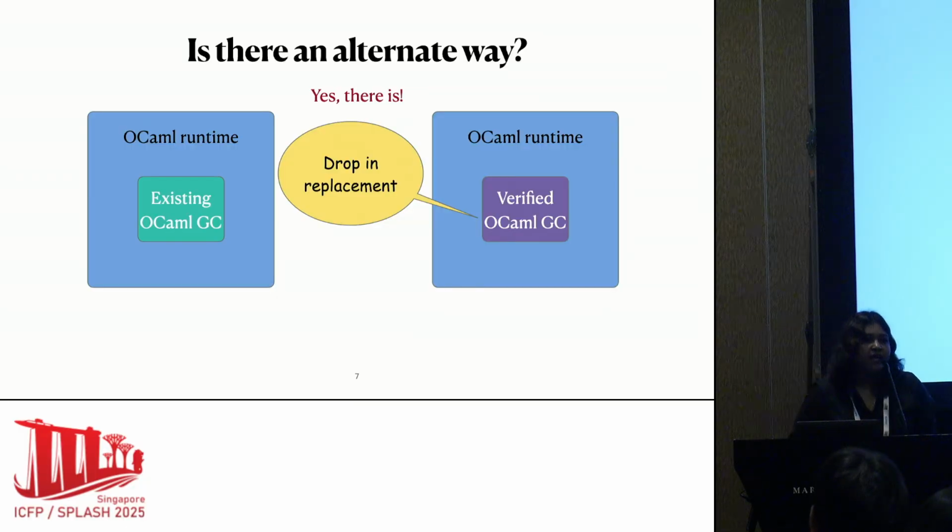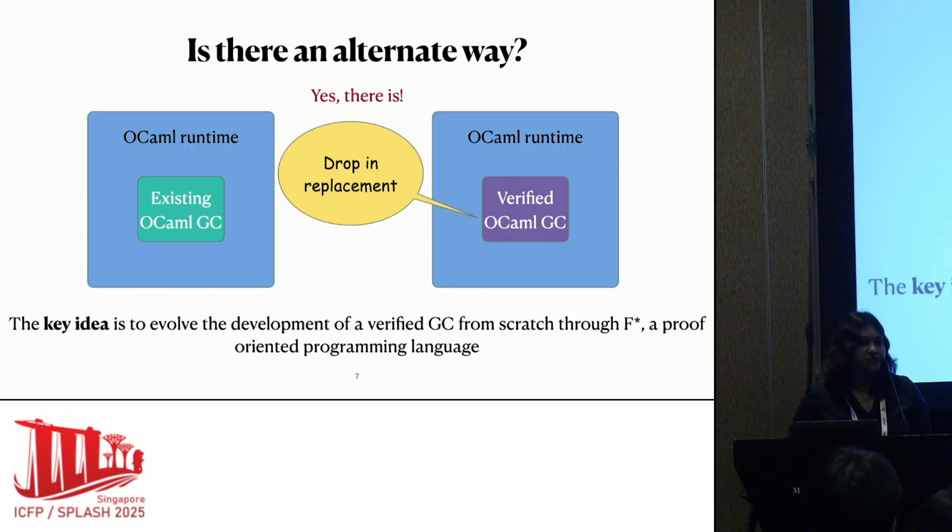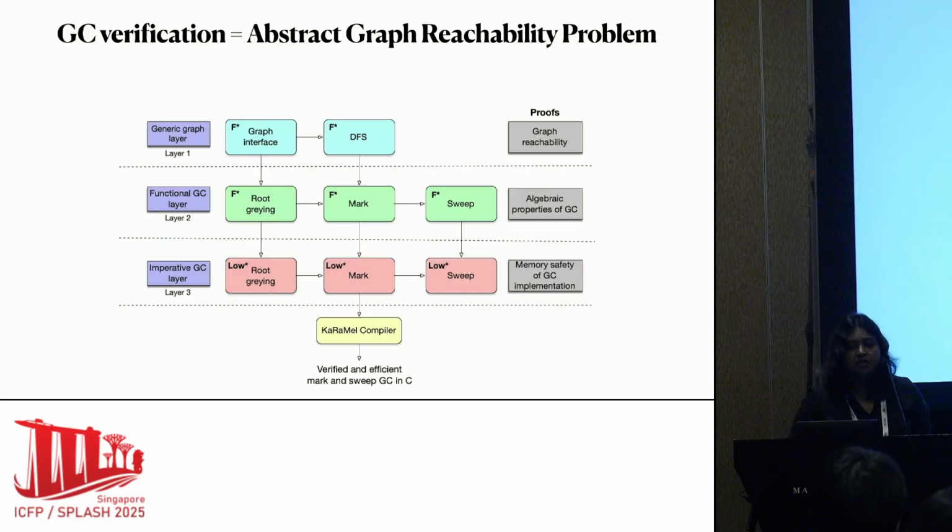For that, our choice is the F* programming language, which helps us develop a verified GC from scratch, and we can do a drop-in replacement. And why have we chosen F*? Because F* has already proven its capability in doing drop-in replacements, most notably through Project Everest. Okay, and this is our approach overall.